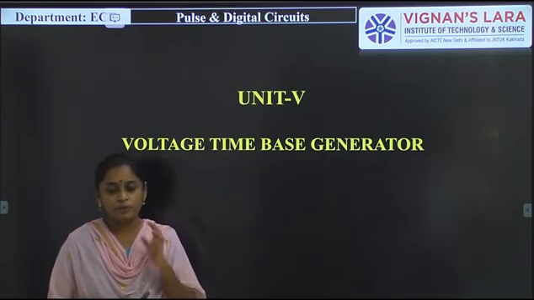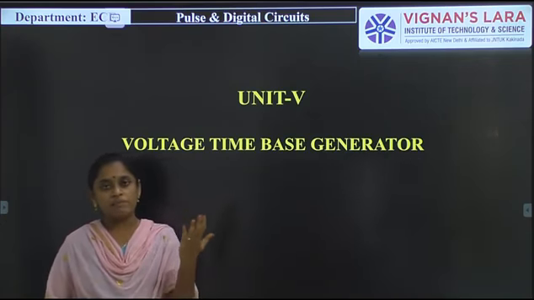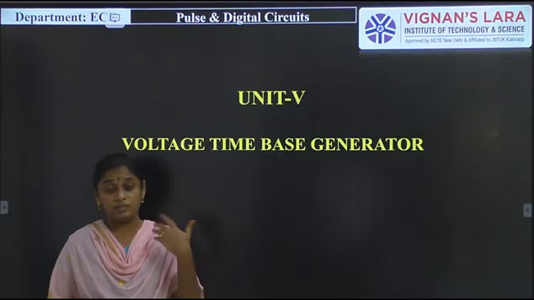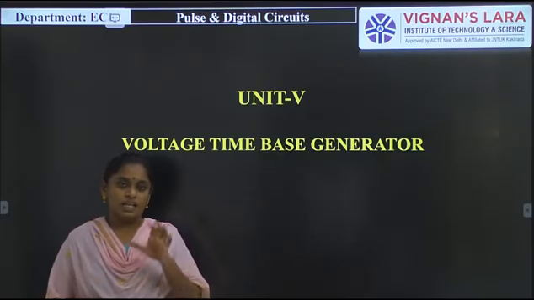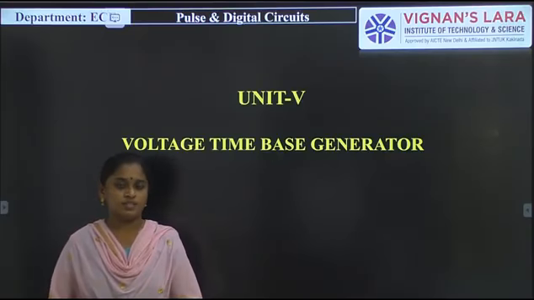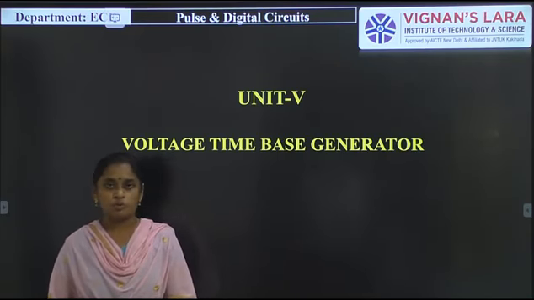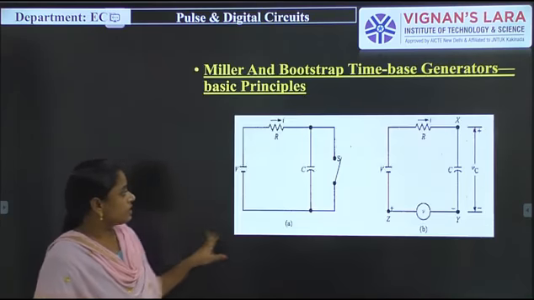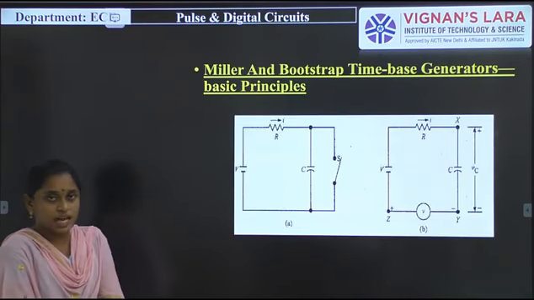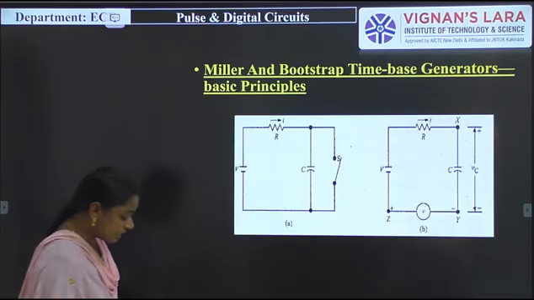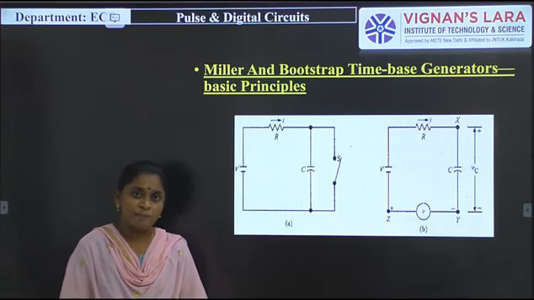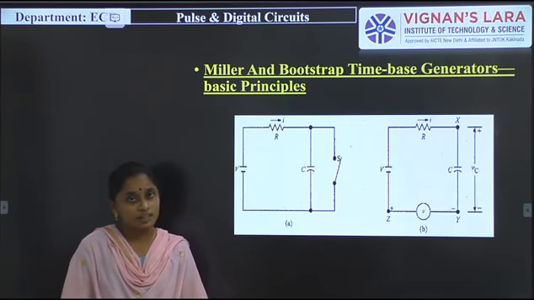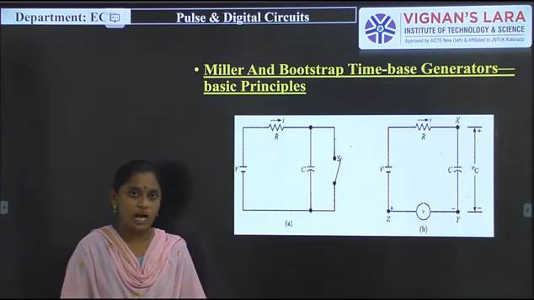The Miller circuit is a voltage time-based circuit and the Bootstrap circuit is a current time-based circuit. Here we apply a constant current to the circuit, and based upon that it produces the output. So that is about the Miller and Bootstrap time-based generators. Let us check the basic principle of the Miller and Bootstrap circuit, how we have to modify it, and what the circuit of the Bootstrap and Miller circuit is.